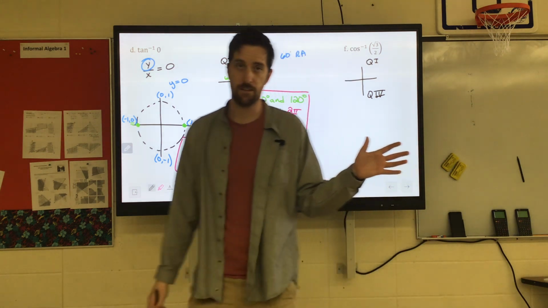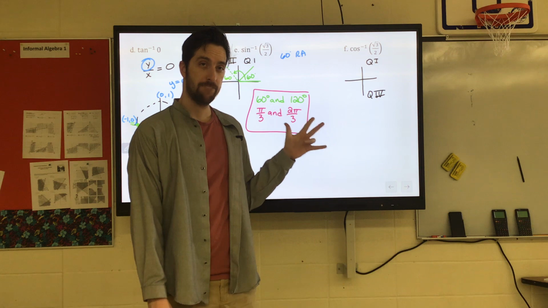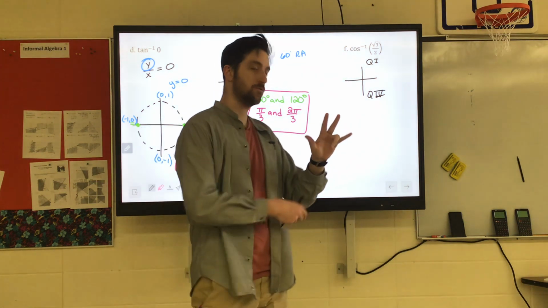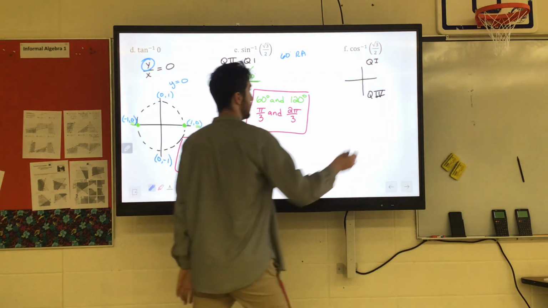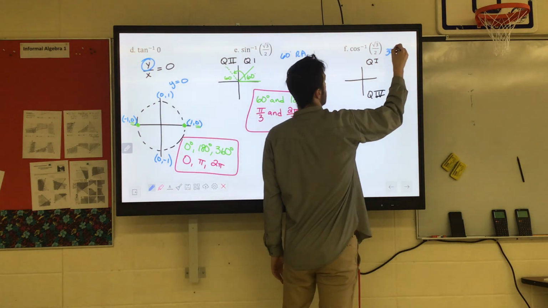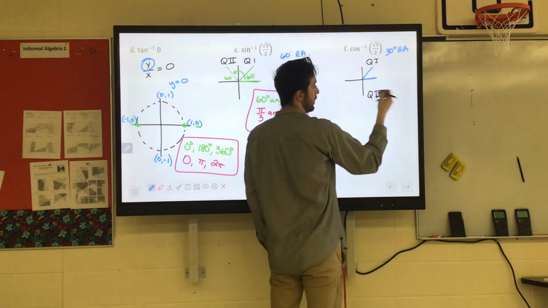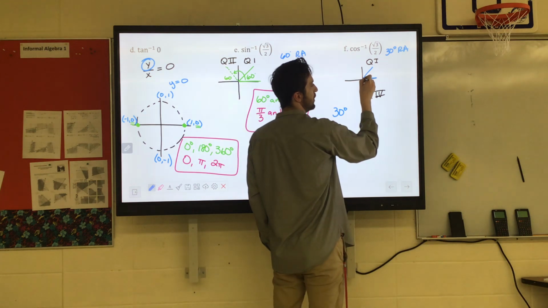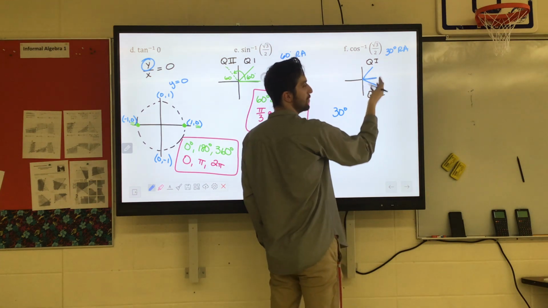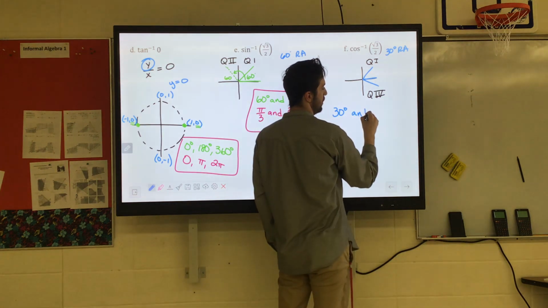Cosine is x. That's our fingers to the left. We need 3 fingers to the left. That would be ring finger down, which represents a 30-degree reference angle. 30 degrees in quadrant 1 is 30 degrees. A 30-degree reference angle in quadrant 4 is 360 minus 30, which is 330.